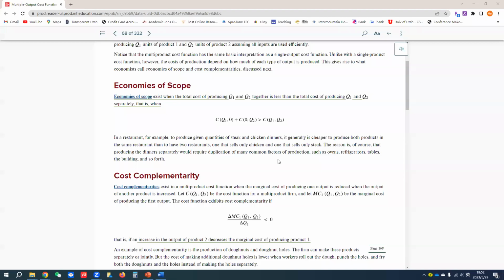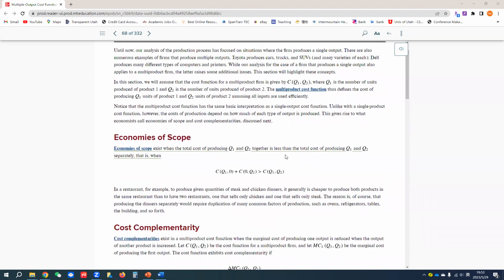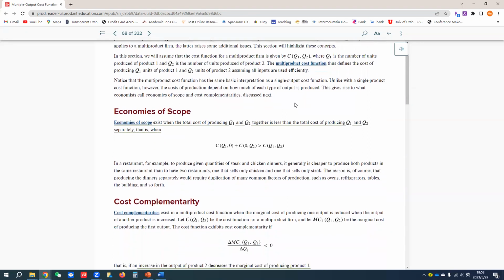In this section, we are going to talk about economies of scope and cost complementarity. This is the case where the production of multiple products is involved. Here, Q1 stands for the quantity produced of product 1, and Q2 stands for the quantity produced of product 2, assuming all inputs are used efficiently. Let's look at the definitions first.